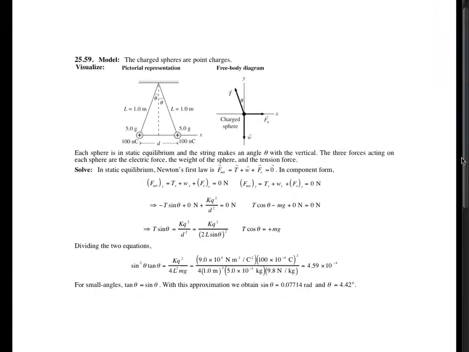Okay, wait, look. Here's the thing right here. So it says, we pretty much got this, right? Yeah, this is pretty much what we got. And it says for small angles, tan theta is sine theta.